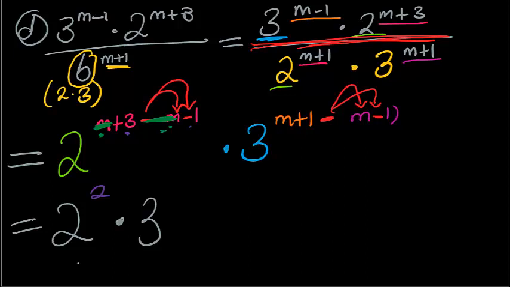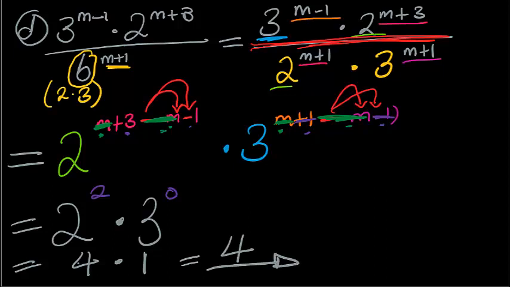Now moving on to the 3. Again, I am going to say m minus m is 0. So that's gone. And then I have 1 minus 1 is also 0. So my exponent on the 3 is going to be 0. Now let's convert. 2 to the power of 2 is 4, and 3 to the power of 0 is 1. So my final answer is 4 times 1, which is 4.